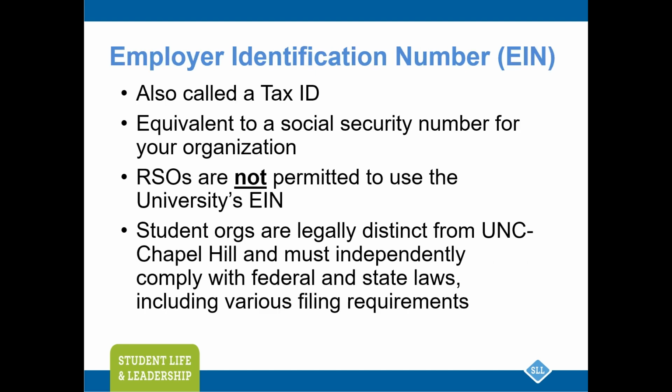EIN, or an employer identification number, is also called a tax ID number. Student organizations are not permitted to use the university's EIN. Student orgs are legally distinct from UNC Chapel Hill and must independently comply with federal and state laws, including various filing requirements.